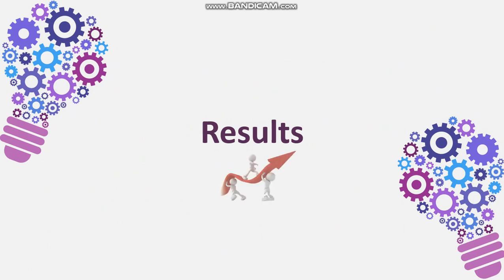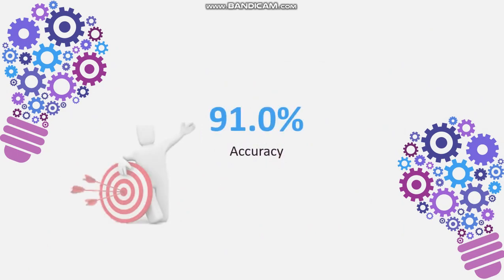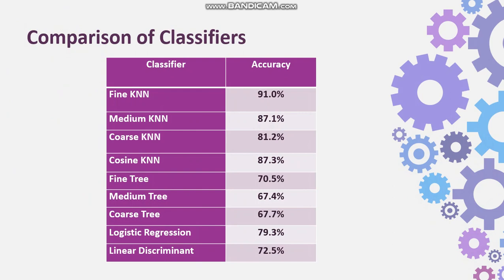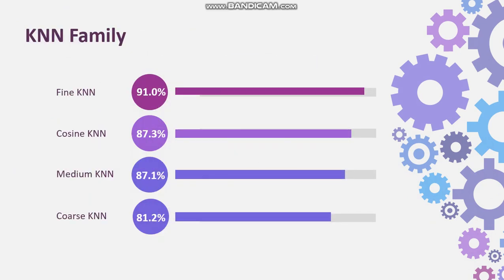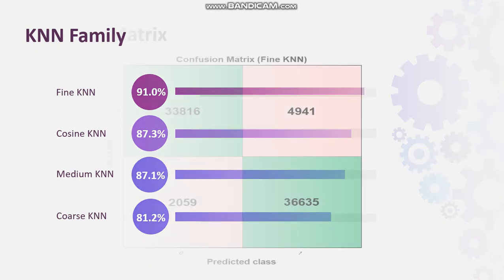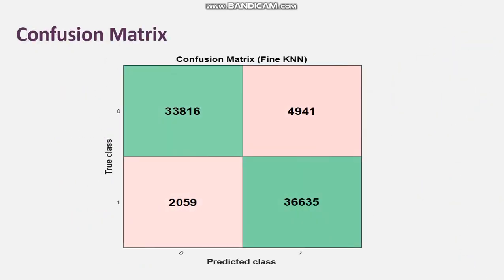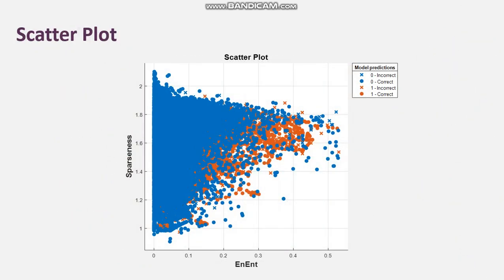Now coming to the results. What is the accuracy of the project? Now this is a comparison of classifiers. We have used many classifiers, but we got maximum results from fine KNN, and all the KNN family performed really well. This is a comparison of only the KNN family, and you can see the fine KNN has delivered the best results. This is a confusion matrix. This is a scatter plot.